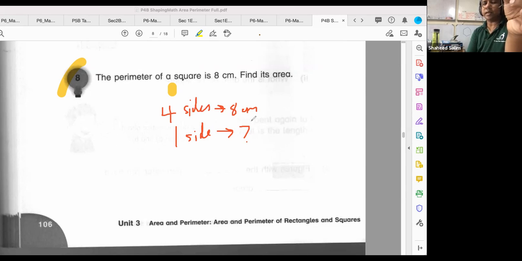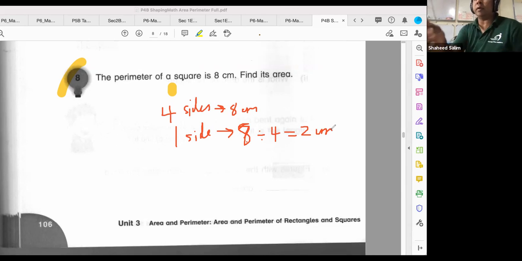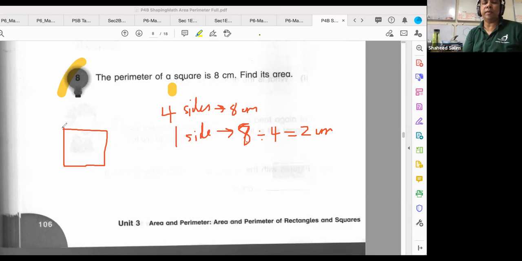4 sides, 8 cm. One side, 8 divided by 4. What do you get? You get 2 cm. Then they ask you what is the area of this. Well, one side is 2. You want to find area, length times breadth. 2 times 2. Answer is 4 square cm.